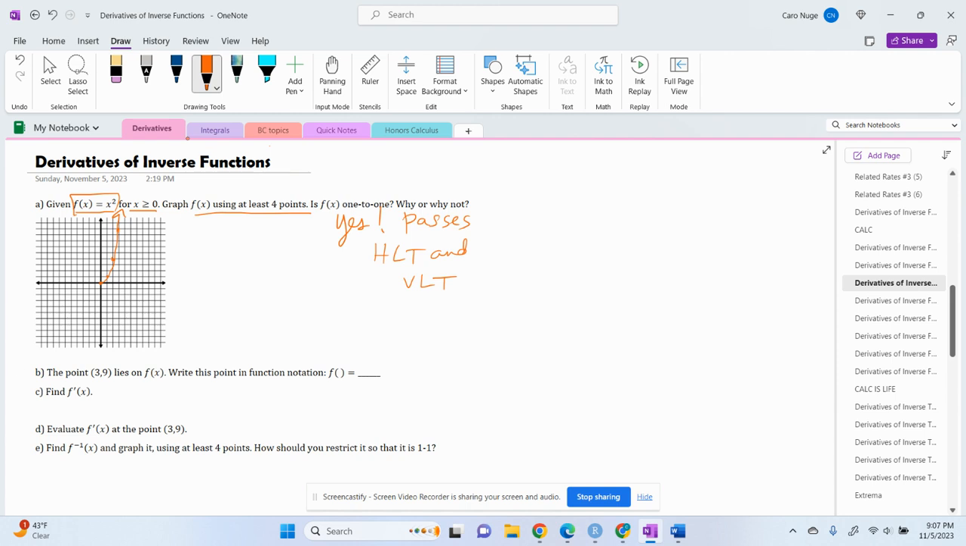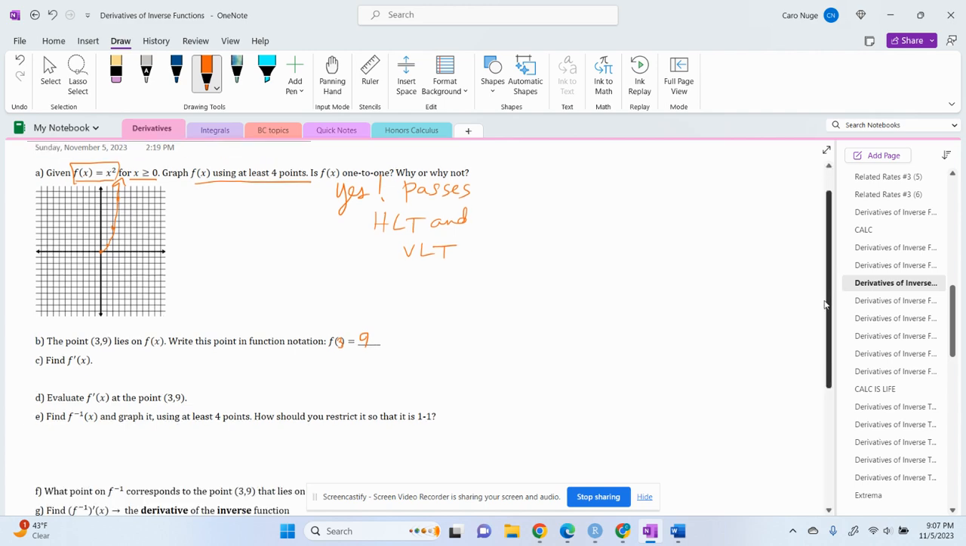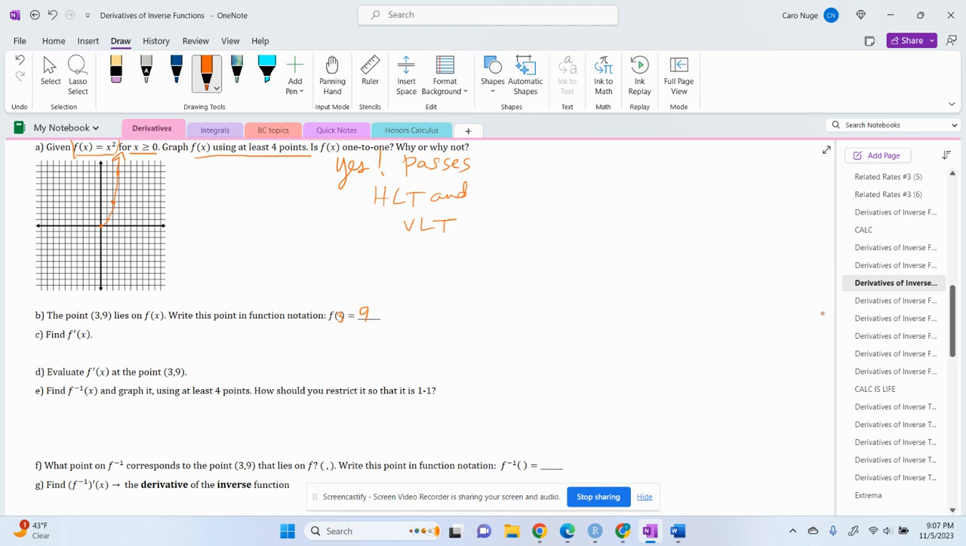All right, the point (3, 9) lies on the function. Write this in function notation. That would be f of 3 equals 9. Now we're going to find the derivative. This is really important that you're noticing what's happening. We are actually going to find the derivative of f, and then we're going to find the inverse function and the derivative of the inverse. We have to do all those things so you can see the relationship. Normally, we're not going to find the inverse function though, even though you know how to. Normally, you won't be able to, and you'll see what I mean in a moment.